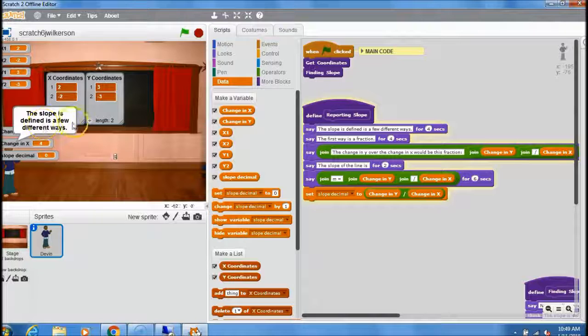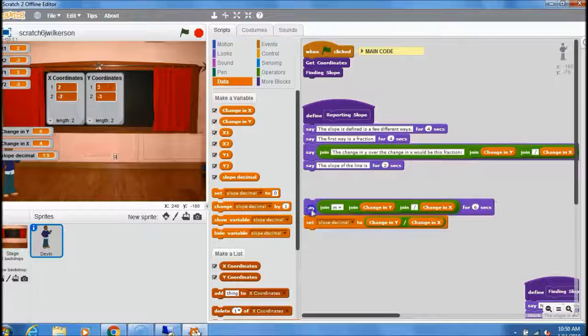Alright, the slope is defined in a few different ways, because once it gets down here, it's going to actually compute it and put it in this box. The first way is a fraction. Change in y over the change in x would be 6/4. Now 6/4 is 3/2, which is 1.5. So the decimal is going to be 1.5. There it is, 1.5.